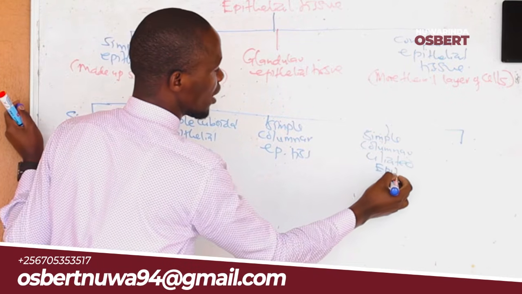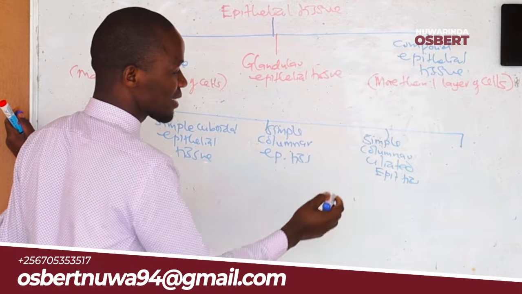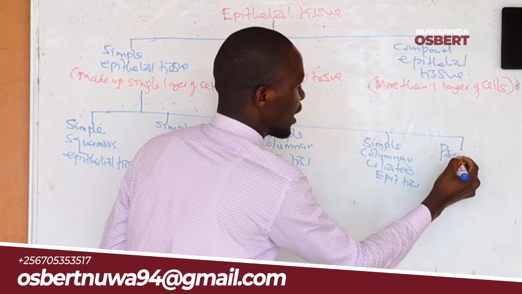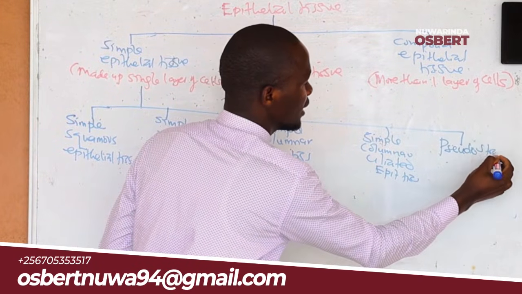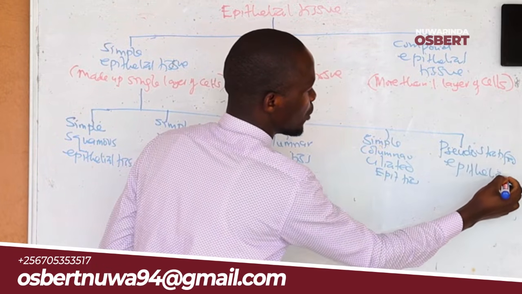Sometimes people call this one ciliated epithelial tissue, just as simple as that. That's ciliated epithelial tissue, which is okay. And then we have also what we call pseudostratified epithelial tissue.